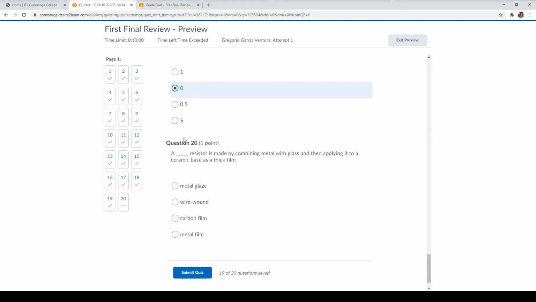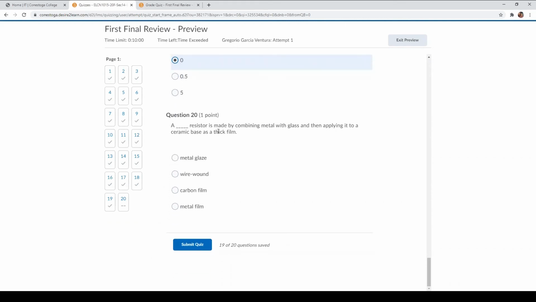Okay, so last question then. A resistor is made by combining metal with glass and then applying it to a ceramic base. That would sound more like metal glazed, okay? Because we are combining metal and glass.